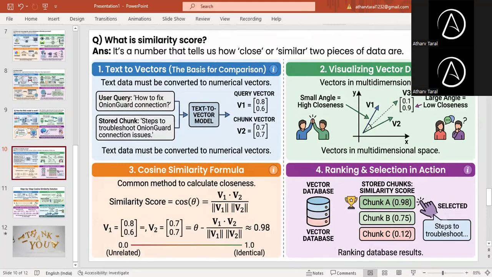Because of this score, our system can rank results. For example, in a vector database, the system looks at all the stored data and says, hey, these three sentences have the highest similarity score to the user query, and those are the ones it picks. In that way, the similarity score works.